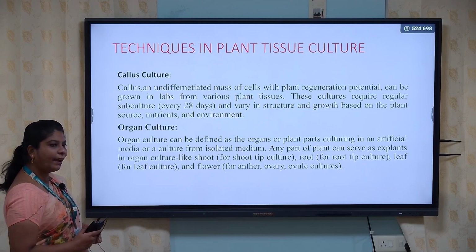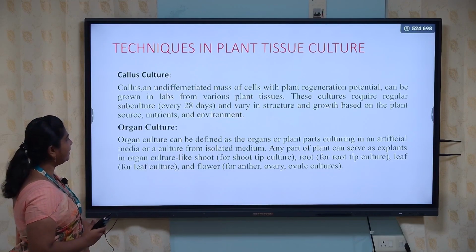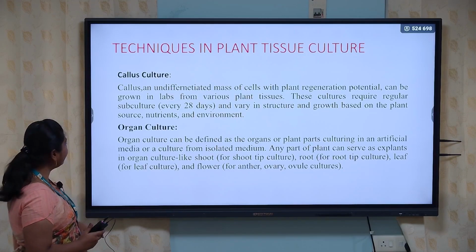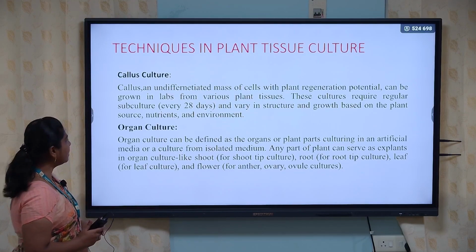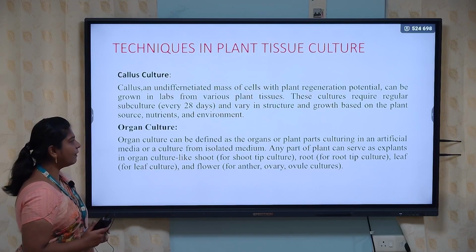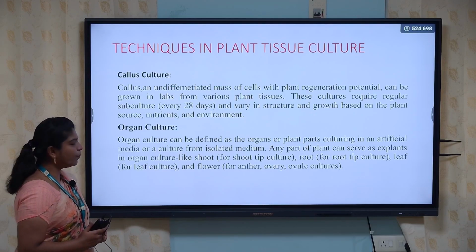And organ culture. Organ culture can be defined as the culturing of organs or plant parts in an artificial medium, isolated from the plant. Any part of the plant can serve as explants in organ culture, like shoot, root and flower.